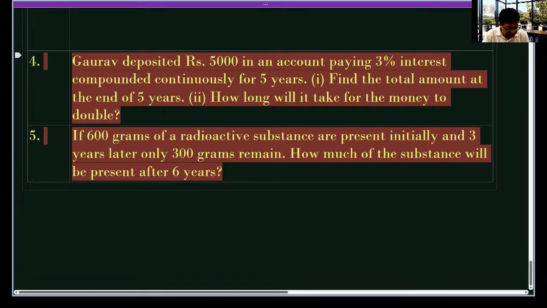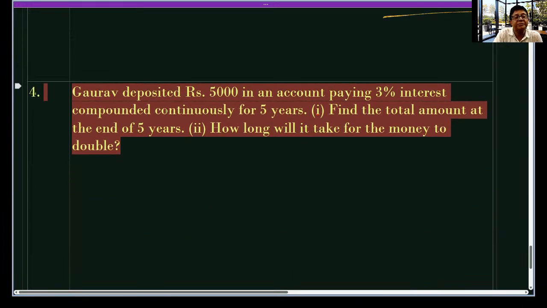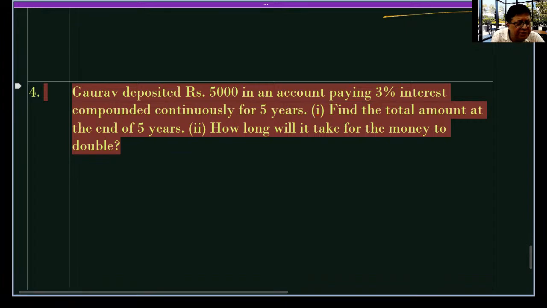This is an application in commerce and economics. Gold is deposited in an account paying 3% compound interest. This is the topic which you have done in class 11, compound interest. But this time we are following an easier method. Just by using the table, we can get it very fast. We can write this one as a growth problem. Amount is paying 3% interest.